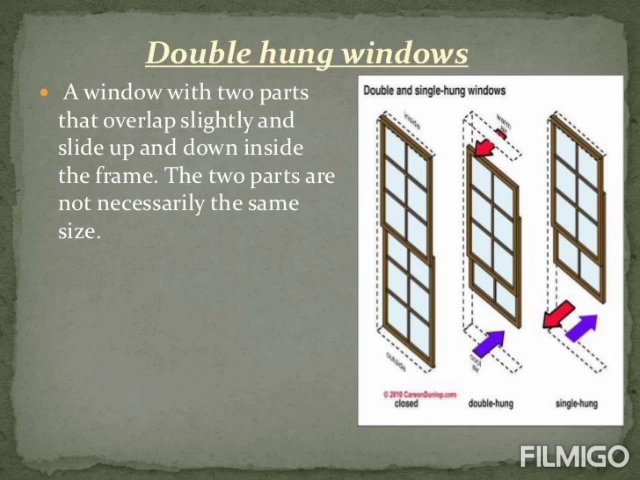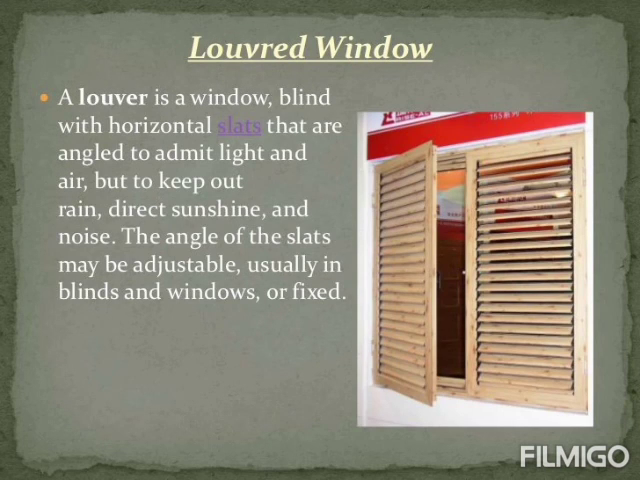Double hung windows. A double hung window is a window with two parts that overlap slightly and slide up and down inside the frame. The two parts are not necessarily the same size. Louvered window. A louver is a window blind with horizontal slats that are angled to admit light and air, but to keep out rain, direct sunshine and noise. The angle of the slats may be adjustable, usually in blinds and windows, or fixed.